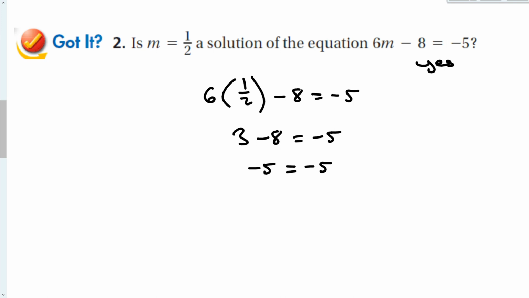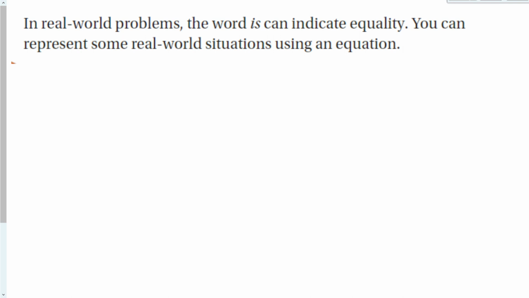Okay. Is there any other value for m that would make this equation true? And the answer to that is no. 1/2 is the only one where you can get the one side equal to the other side. And that's not always the case. There's some equations that we'll look at that have more than one solution, but in this case, there's only one. So in real world problems, the word is can indicate equality. You can represent some real world situations using an equation.